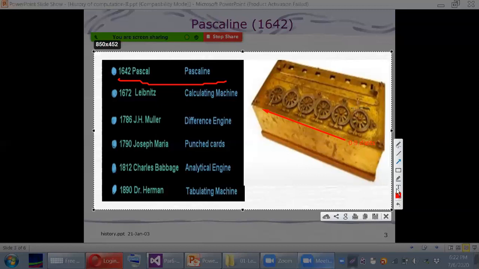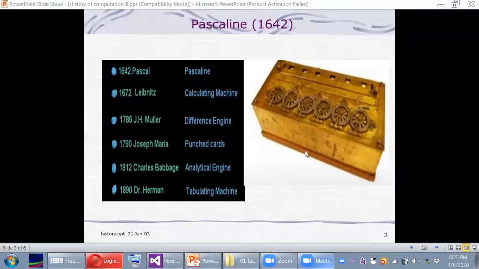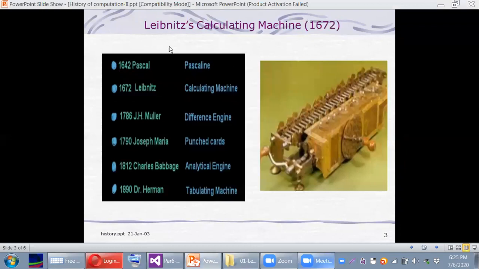And through this device, we can perform multiplication and division very easily. So it could perform multiplication and division very quickly. So this was a little bit of information about the Pascaline. Now we'll move our discussion to the next device, which is called Leibniz calculating machine.